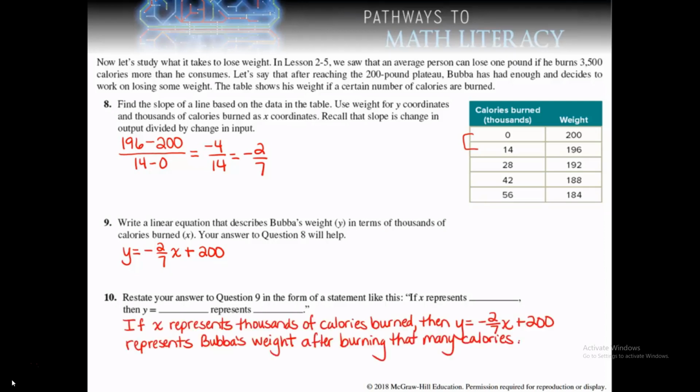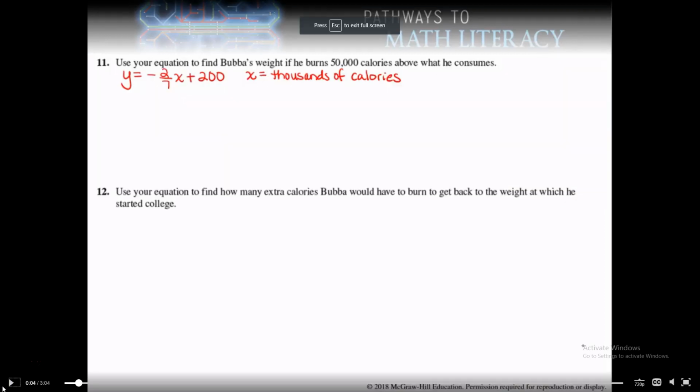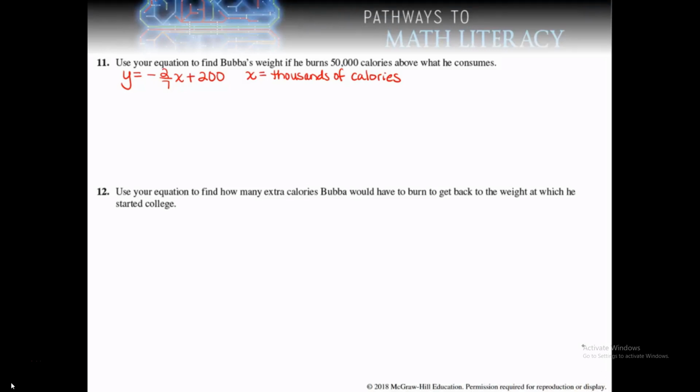We're still working with this weight loss formula for Bubba, and in 11 we're supposed to use the equation that we just found to find Bubba's weight if he burns 50,000 calories more than he consumes. Now remember that our formula was y equals negative 2/7 x plus 200. Y is going to give us his weight, and x is in thousands of calories, and that is important because if he's burning 50,000 calories, that means our x value is really just 50. So we're going to go ahead and plug that in. Y equals negative 2/7 times 50 plus 200. And that's going to give us 185.7 pounds.